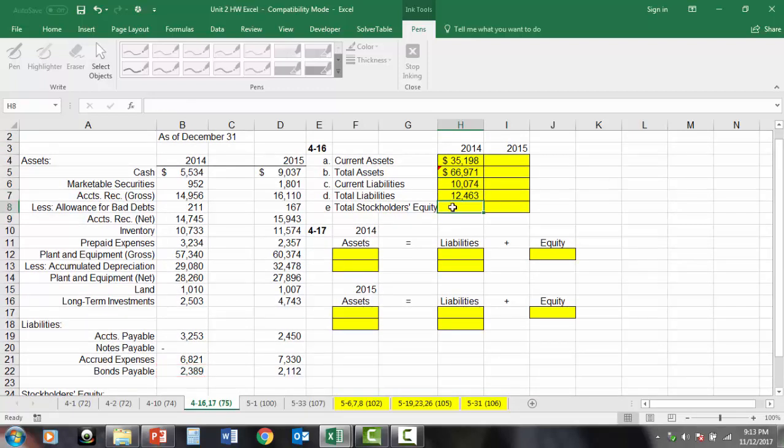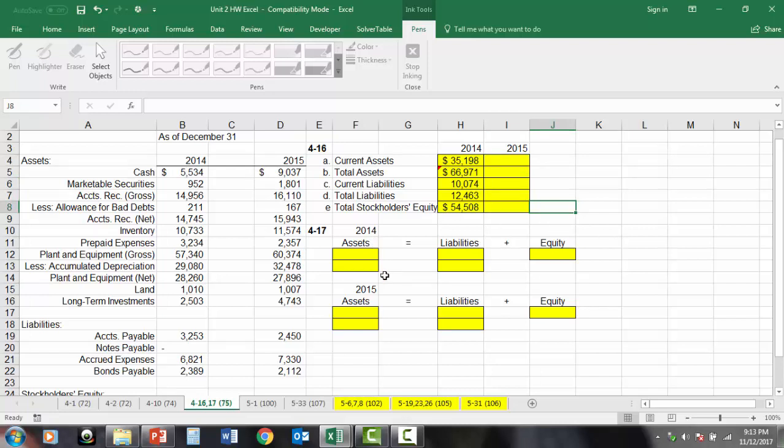And then total equity, of course, is the difference between total assets and total liabilities. So this company has equity of 54,508. And do the same procedure for 2015. Not too difficult. Okay, so we can move on to 417 then.